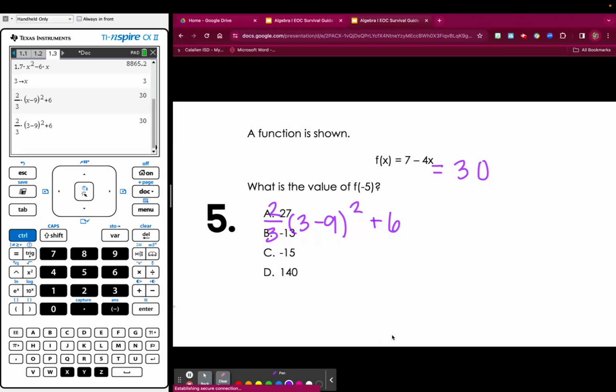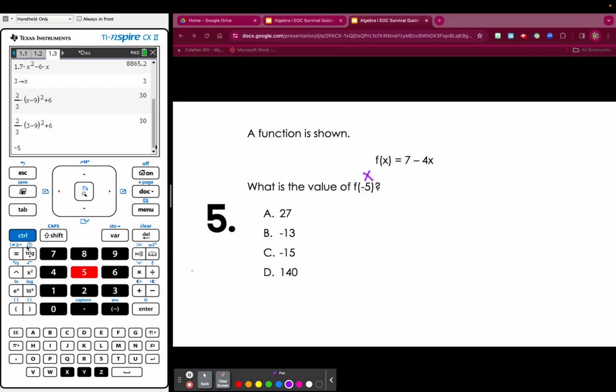Okay, so moving on to number 5. A function is shown. We have f of x equals 7 minus 4x, and we want to find the value of f of -5. So again here, I'm replacing anywhere I see an x with -5. So I'm going to start off using the store feature. I'm going to go ahead and store -5 in place of x.